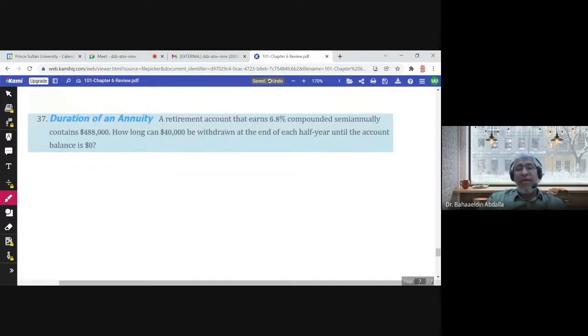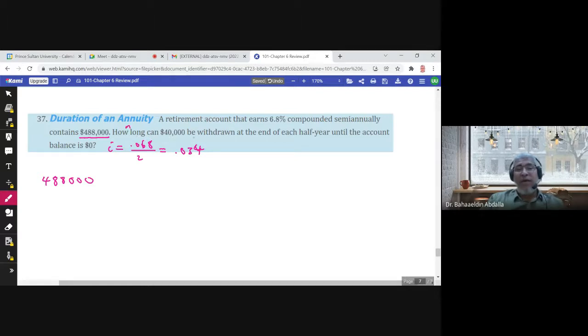A retirement account that earns 6.8% compounded semi-annually. So immediately, what is I? Dividing this by 2, I is 0.034. Compounded semi-annually, so the account contains this amount. So this is the present value of the annuity. It is there already. How long? Oh, he is asking about N.